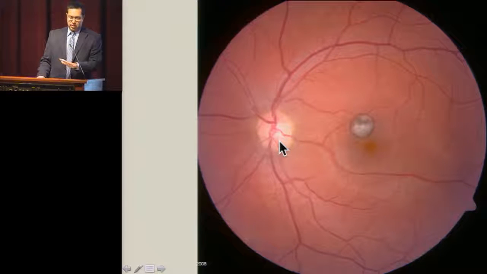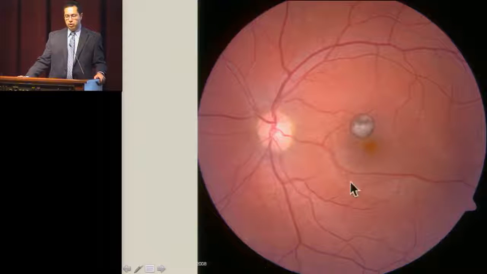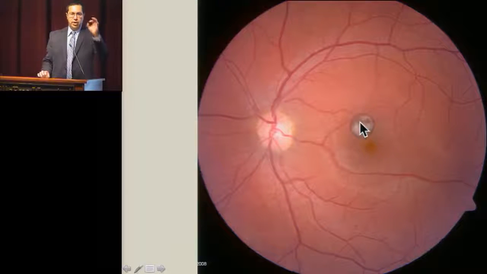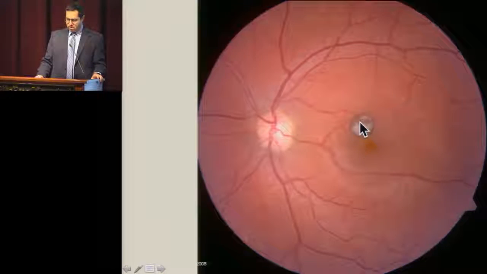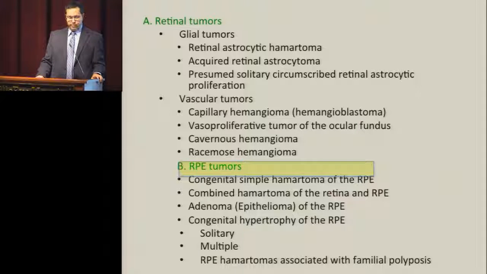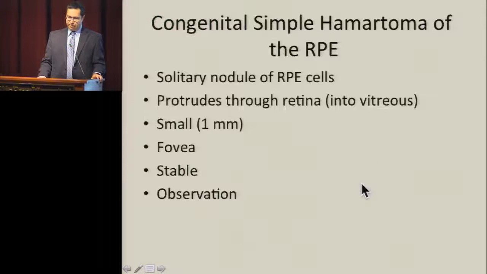So this is something that you may rarely see. It's a pigmented lesion. You can't tell from here, but it's actually like a nodule. And this is called, I think we have, the formatting has changed here. This is called congenital simple hamartoma of the retinal pigment epithelium. And these are solitary nodules of RPE.